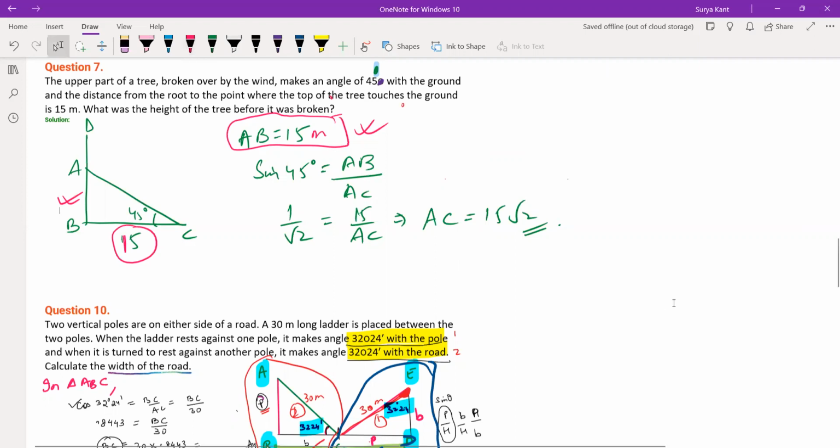Sir, but again they are asking what was the height of the tree before it was broken. So we are supposed to add AB plus AD. Yes, so what is the answer for that? 15 plus 15 root 2, right? So 15 bracket 1 plus root 2. This is the final answer, yes.